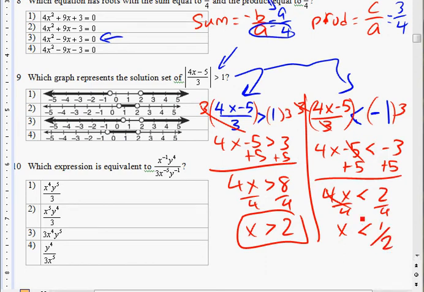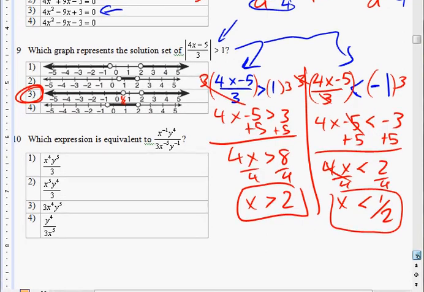Right. Now let's take a look at the choices. We should look for a number line where x is greater than 2 and also x is less than 1/2. Okay, so looks like choice 3. Okay, this is 1/2 over here. It's greater than 2. That is choice 3.